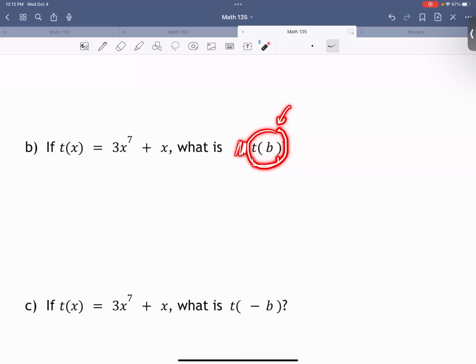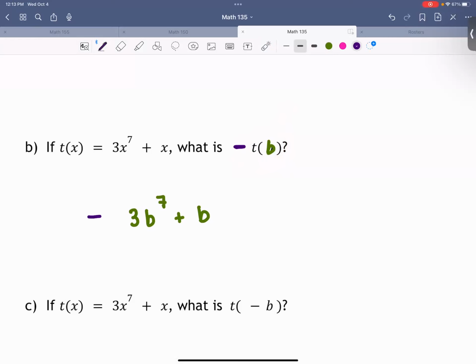So all this is telling me to do is wherever I see an x, I'm going to write a b. So let's go ahead and do that. This will be 3b to the 7th plus b, okay? So I went ahead and did T of b. What is the minus sign telling me to do? Slap a minus on the end of the equation, or at the beginning, right?